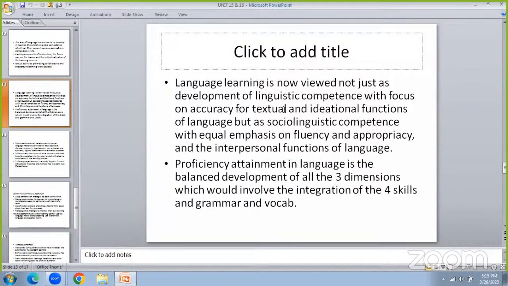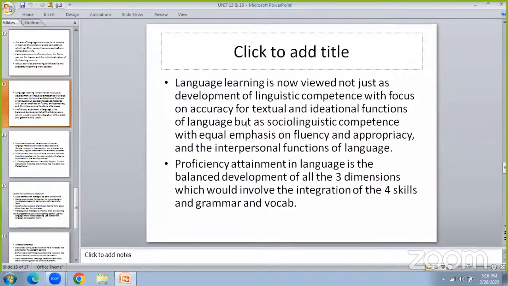Language learning is now viewed not just as a development of linguistic competence with focus on accuracy, contextual and ideational function of the language, but as a socio-linguistic competence with equal emphasis on fluency and appropriacy and the interpersonal functions of the language. So what are these three aspects? Linguistic competence, socio-linguistic competence, and interpersonal functions. These are the three dimensions.